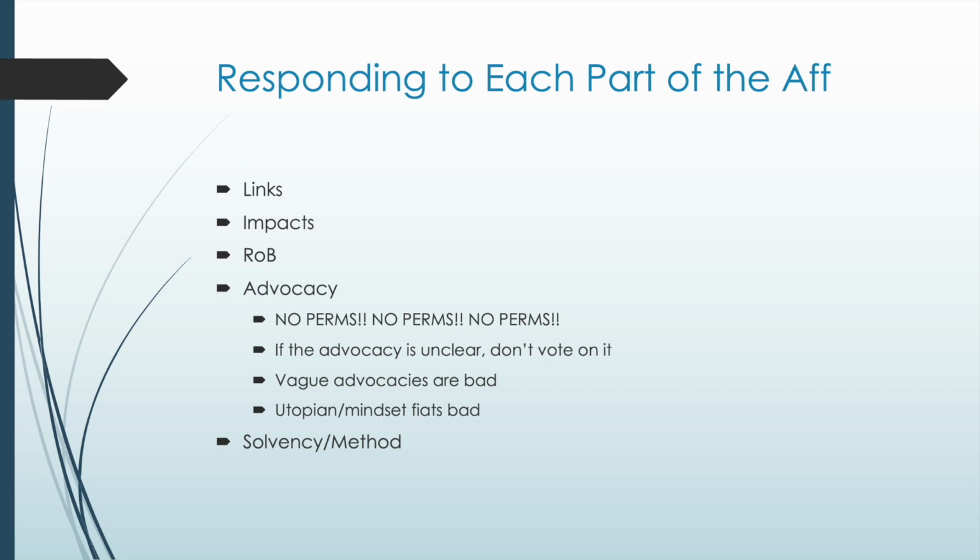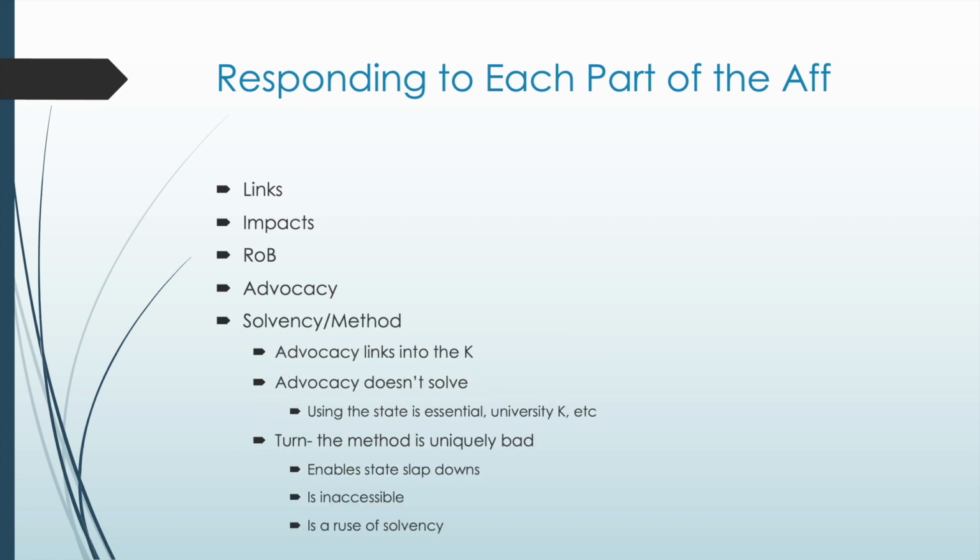You can also argue that utopian or mindset fiats are bad. So if the K Aff tries to garner offense off of a mindset shift, you can argue that fiating that mindset shift is a bad thing, because it basically makes the K Aff immune to criticism, which is bad for education, bad for fairness, etc. It's a theory argument. But when it comes to the advocacy, most of the discussion that is going to be had is had on the solvency of the advocacy or the method of the critique.